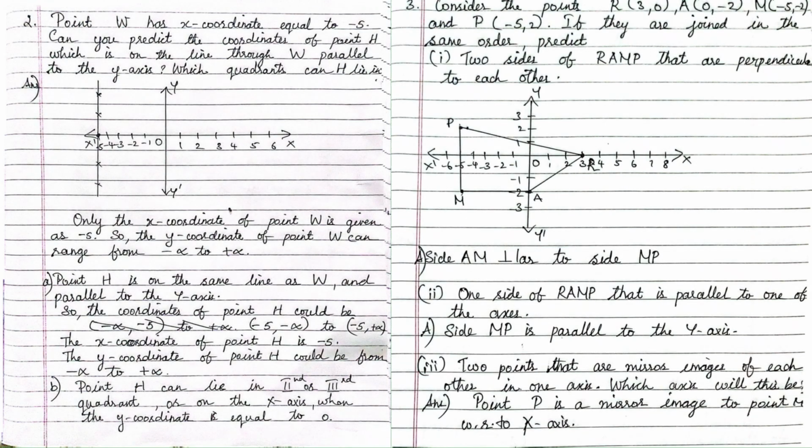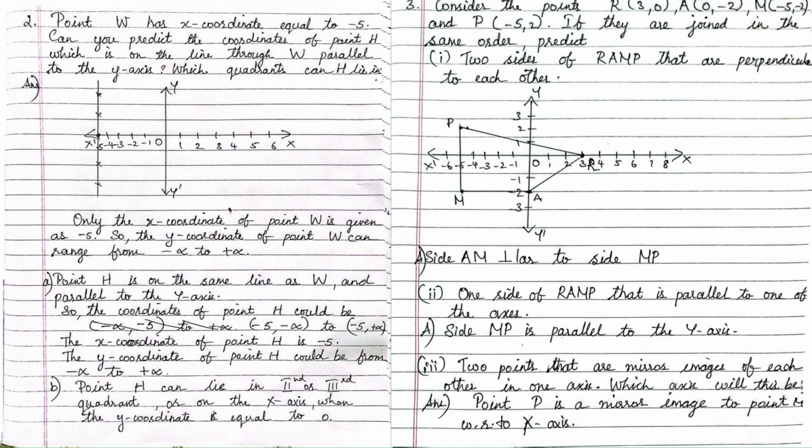Point W has x coordinate equal to -5. Can you predict the coordinates of the point H, which is on the line through W parallel to the y-axis? Which quadrants can H lie in? This is the question. What information have they given?